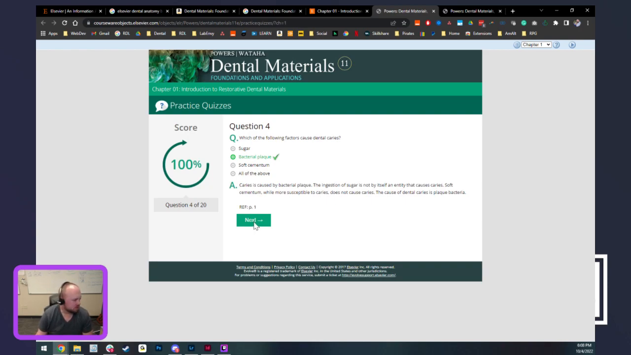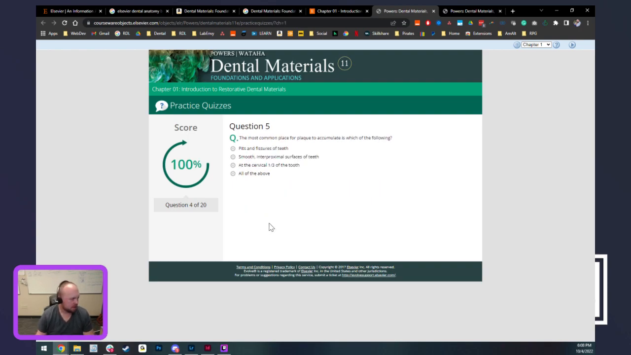The most common place for plaque to accumulate is which of the following? Pits and fissures of teeth, smooth interproximal surfaces of teeth, at the cervical third of the tooth, all of the above. All of the above. Question 6.